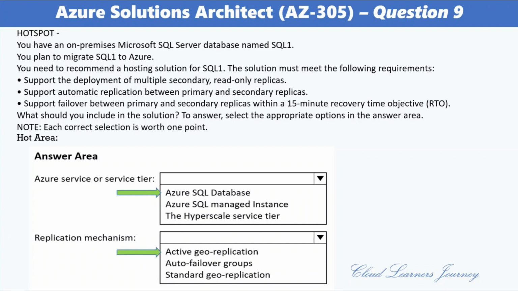For read-only replicas, read scale with 1 to 4 high availability replicas or 1 to 30 named replicas and 0 to 4 geo replicas. To support 15 minutes RTO, only manual failover can meet the requirements. Manual database failover refers to failover of a single database to its geo-replicated secondary using the unplanned mode.